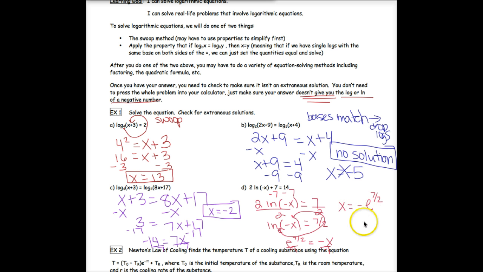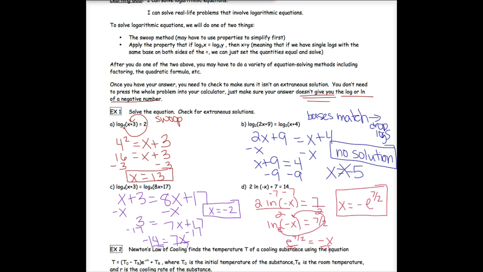So we need to plug that in and check. So if I plug that into the log, the opposite of -e to the 7/2 would be positive e to the 7/2. So that does not give me a log of a negative. So that means that this is complete and is a solution. So -e to the 7/2.